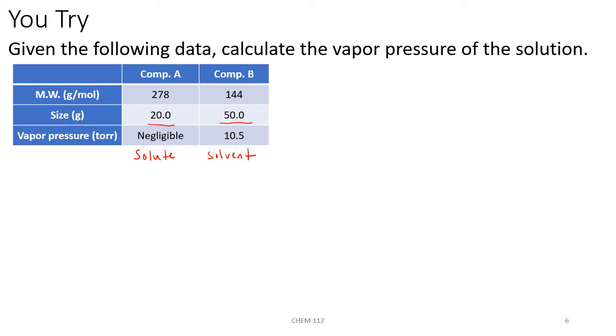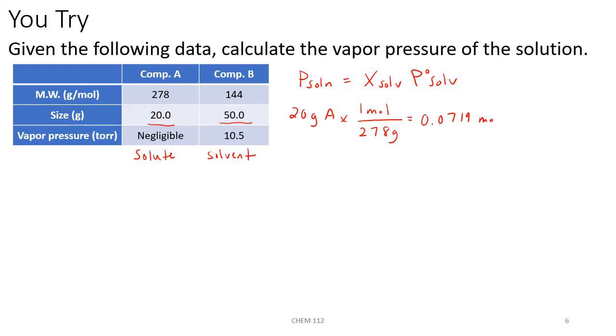We also know the vapor pressure of our pure solvent is 10.5 torr. This is going to be a Raoult's law problem. The vapor pressure of the solution will equal the mole fraction of the solvent times the vapor pressure of the pure solvent. First, let's convert our grams into moles. 20 grams of A, and we know that the molar mass is 278 grams per mole. So when we divide, we end up getting 0.0719 moles of component A.